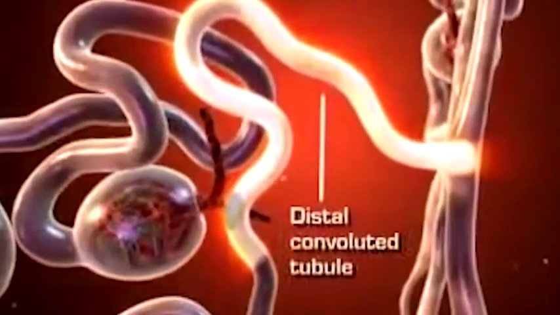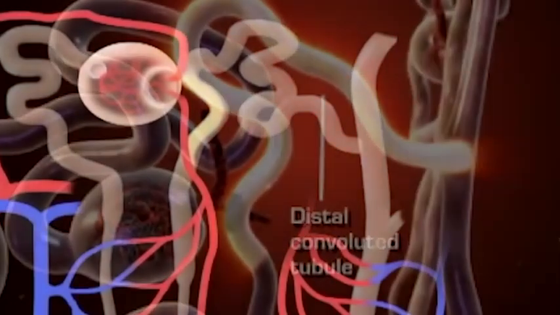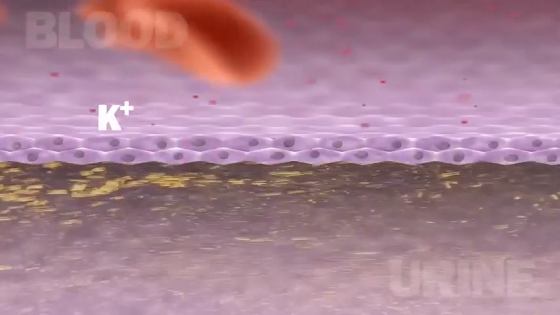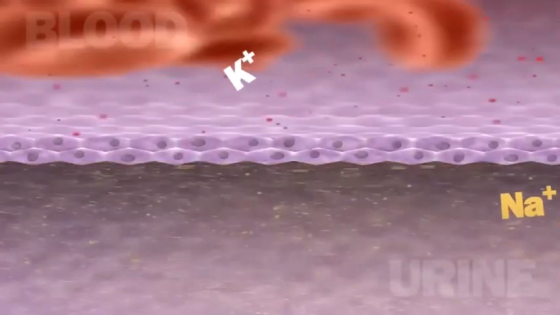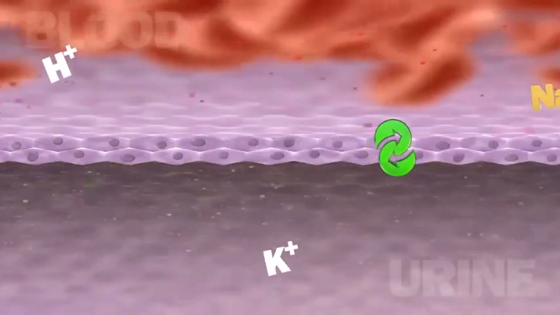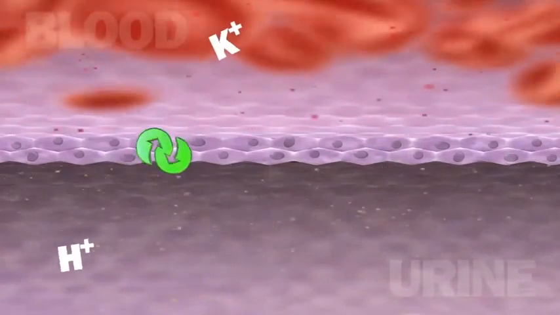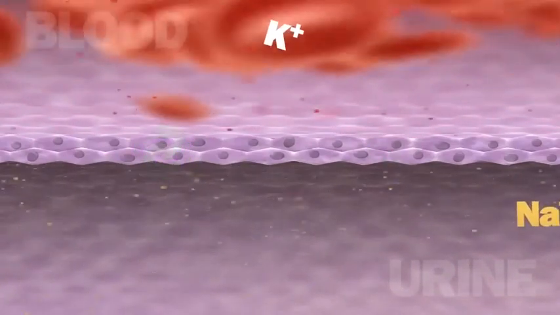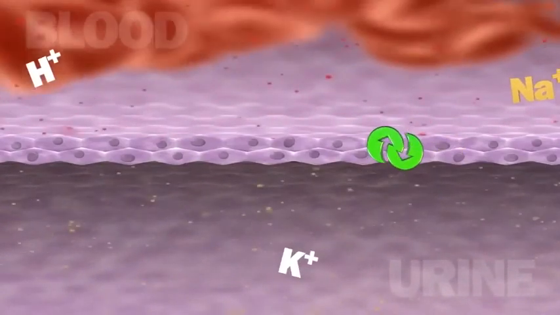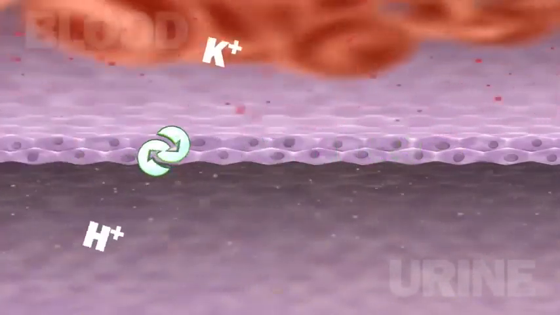The distal convoluted tubule is partly responsible for the regulation of sodium, potassium, calcium, chloride, and pH. It reabsorbs sodium through coupled secretions of hydrogen ions or potassium ions into the tubular fluid, a process which requires the presence of adrenal hormone aldosterone. By acidifying the urine, the distal convoluted tubule plays an important role in acid-base balance.